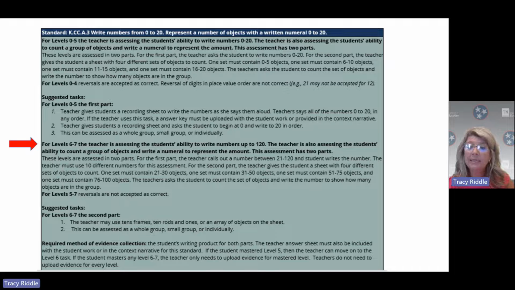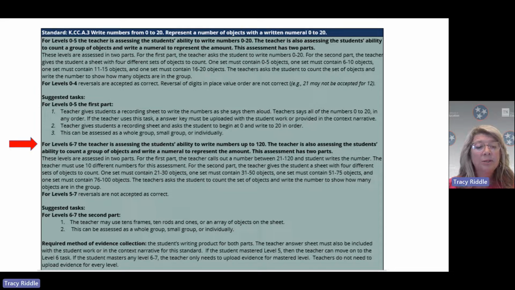For the second part, the teacher gives the students a sheet, and they have 4 different sets of objects to count. For this group of sets, the first set must contain 21 to 30 objects. The second set must contain 31 to 50 objects. The third set must contain 51 to 75 objects. And the last set must contain 76 to 100 objects. The teacher will ask the students to count the objects and write that number to show how many were in the group. For the first grade standard, reversals are not accepted as correct answers.